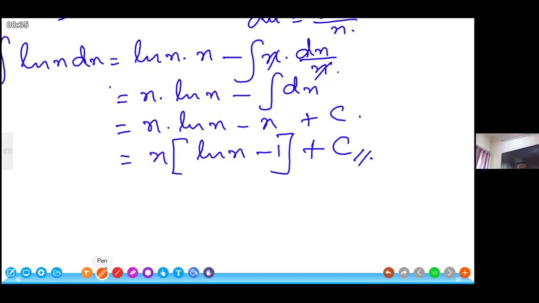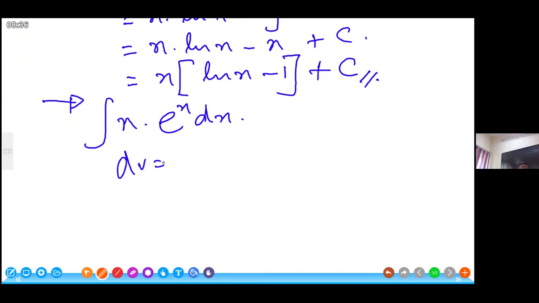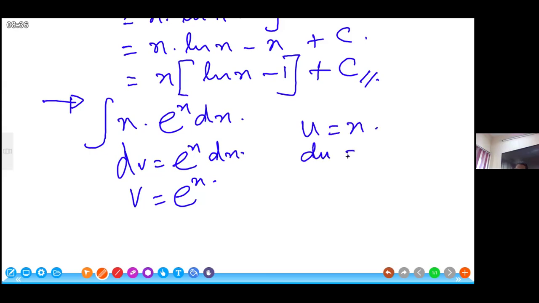Any questions? Next one, integration of x into e to the power x dx. Let's identify dv first. If you identify dv as e to the power x dx, from this you could say v is equal to e to the power x, the integration of e to the power x. Then consider x as u, du is equal to dx.